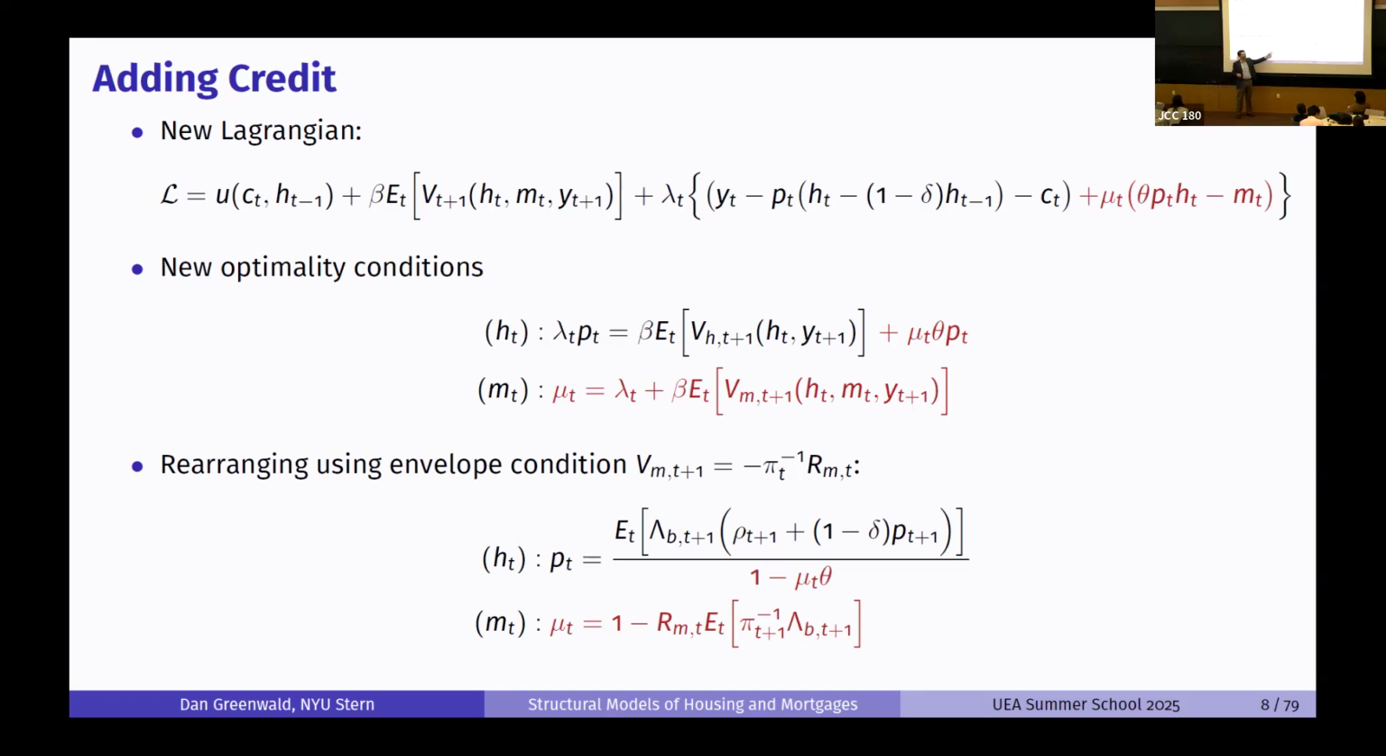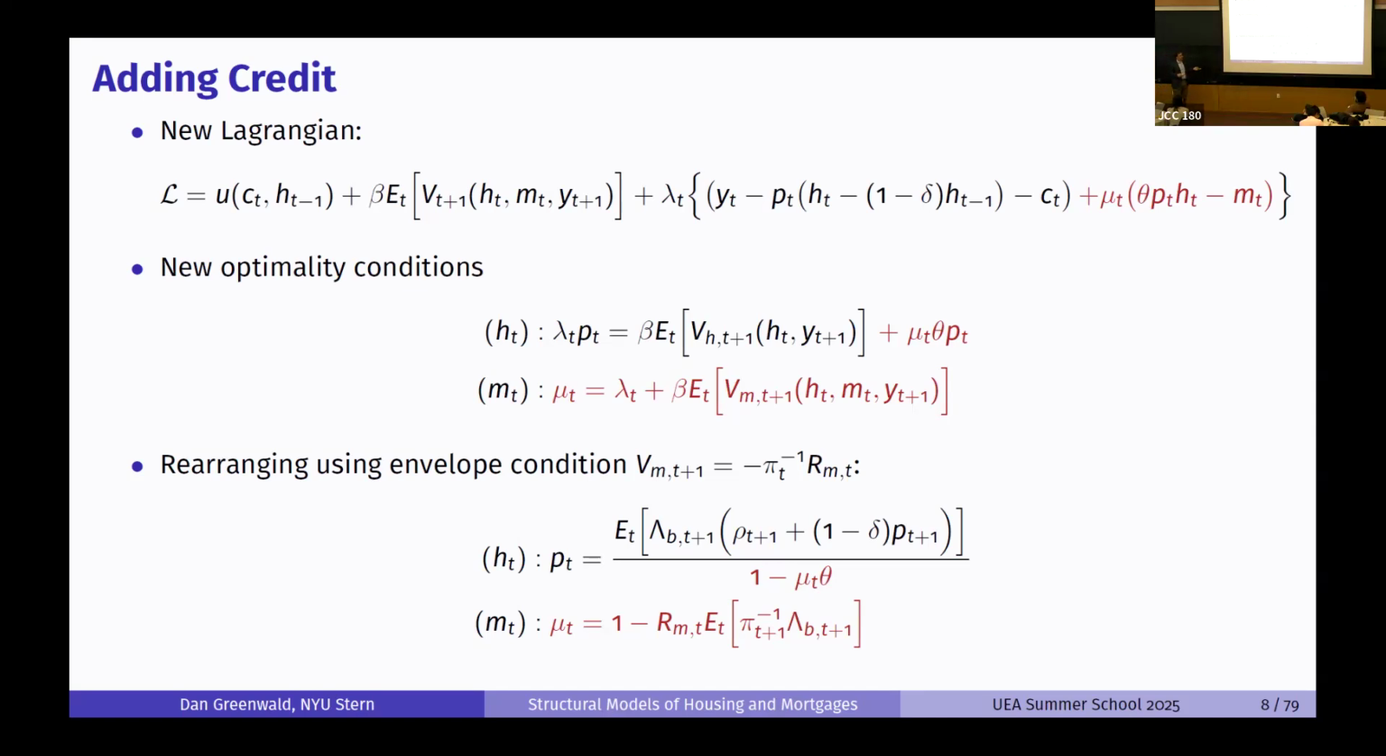This is basically the condition that we saw before with a new term in red in the denominator. Okay, 1 minus mu t theta. And then we're going to have a new optimality condition with respect to m, which is basically going to pin down what this multiplier mu is. And I'll talk about that more in a second, where this is going to basically take into account the fact that, in the Lagrangian, you realize that as you borrow, you get these potential benefits, there's some costs, but also you're tightening your constraint, right?